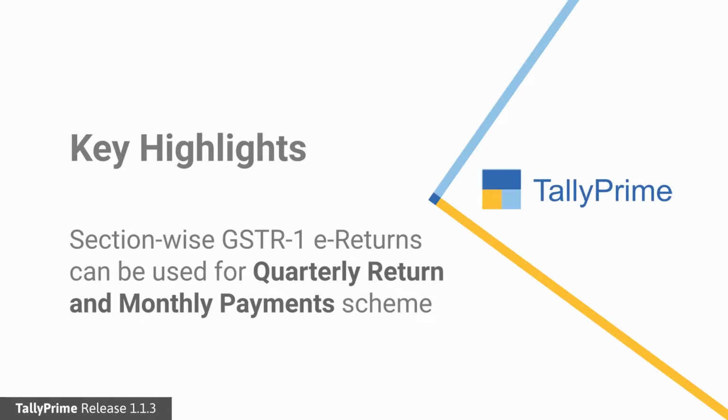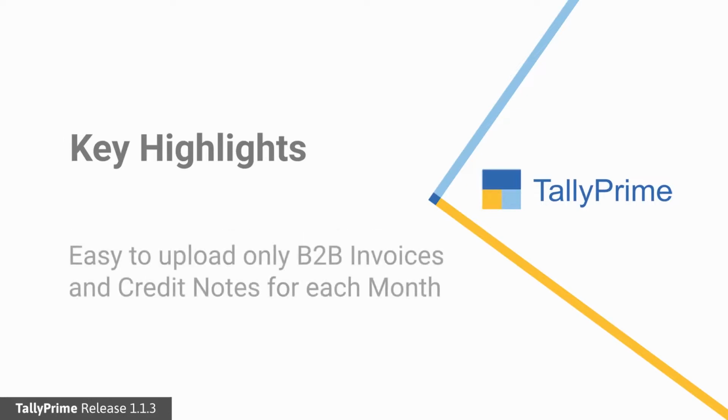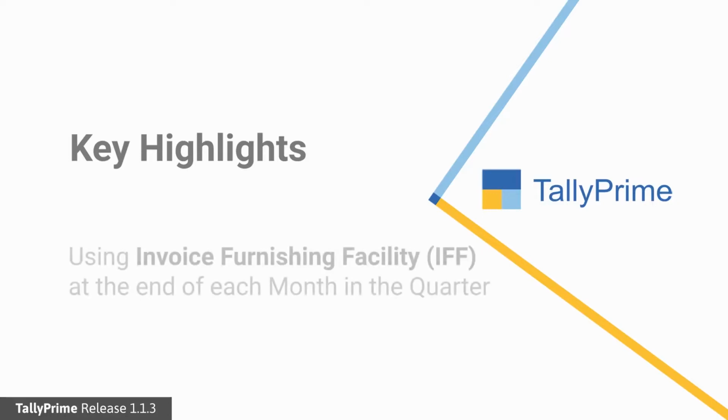monthly payment scheme. As per this scheme, the dealers filing quarterly returns can choose to upload B2B transactions on monthly basis. An invoice furnishing facility is provided on GST portal to upload B2B transactions for each month of the quarter on or before 13th of the following month.